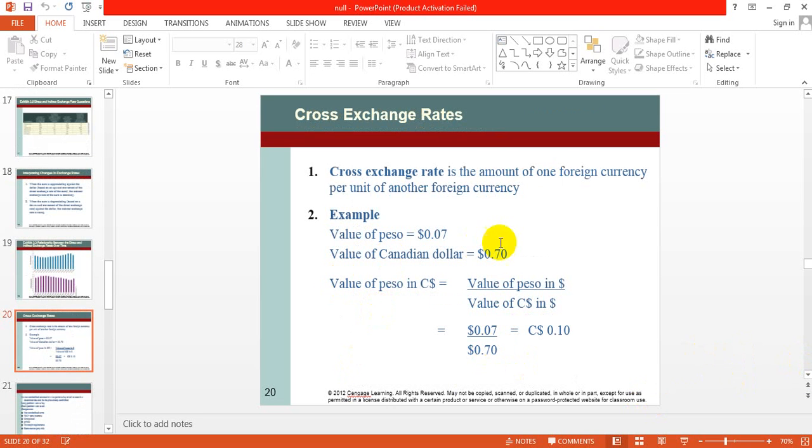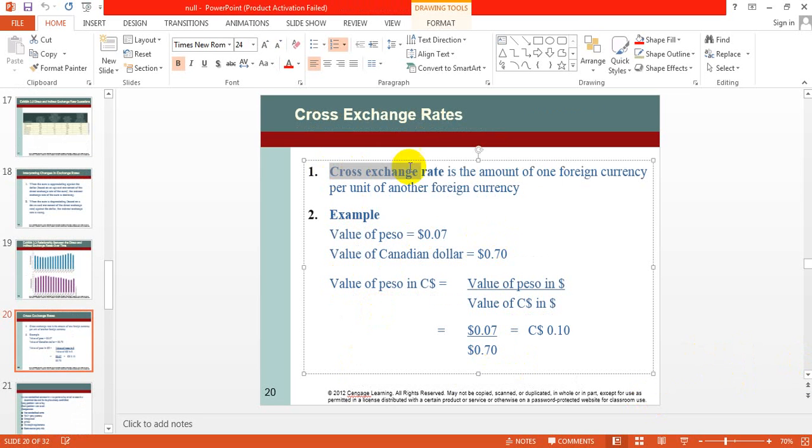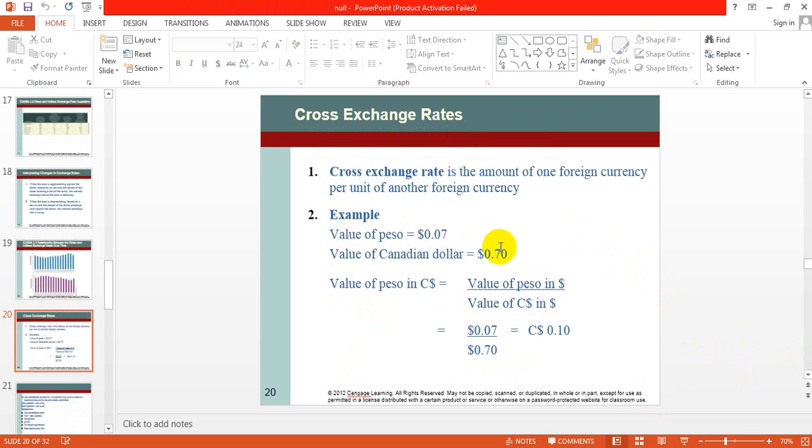Now there is another type of exchange rate that is called the cross exchange rate. Now what is the cross exchange rate? It is the amount of one foreign currency per unit of another foreign currency. Like see here, the value of the peso in dollars and the value of Canadian dollars in dollars.